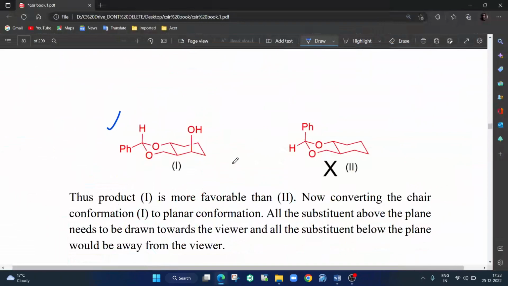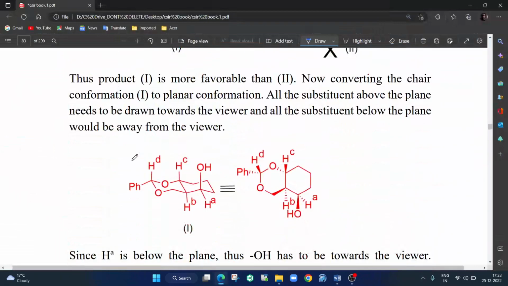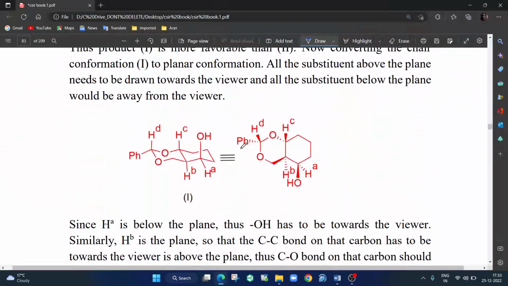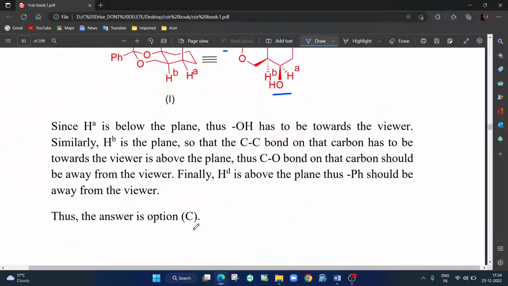So now when we draw the product, what will we draw? OH is above the plane, so when we draw the planar structure, we'll draw OH towards the viewer, and pH is below the plane. You can see H is above the plane, so pH is below the plane, so we'll be drawing pH away from the viewer. So once you draw this, see this pH is away from the viewer and this OH is towards the viewer. Thus your answer is option number C. Okay, thank you very much.